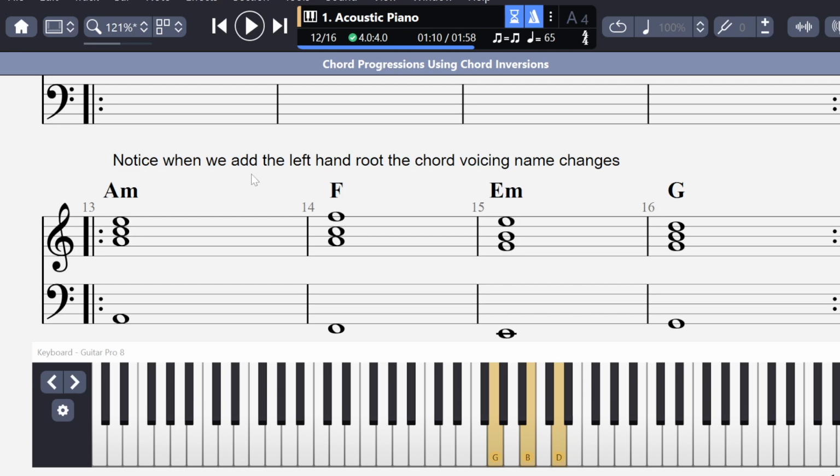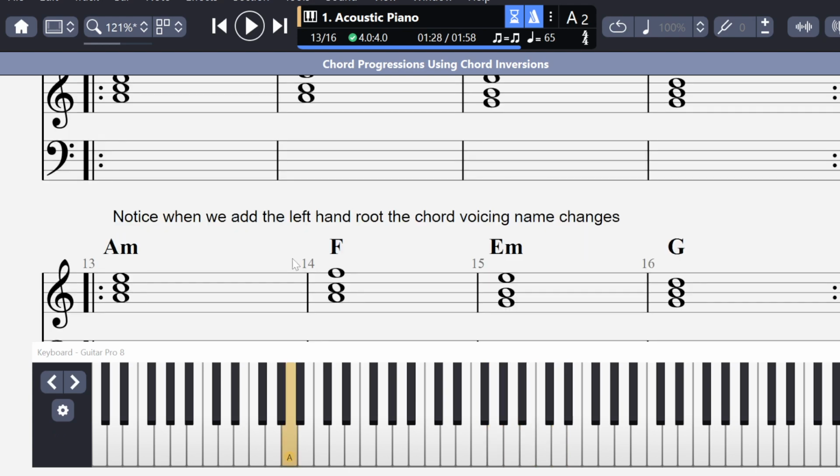So this example will get you used to that, because it can be tricky at first, not mirroring what your right hand's doing. So my left hand is playing A, F, E and G, while I'm playing A minor. Then I'm playing my F, which is inverted, E minor is inverted, but G's not, back to root chord there.